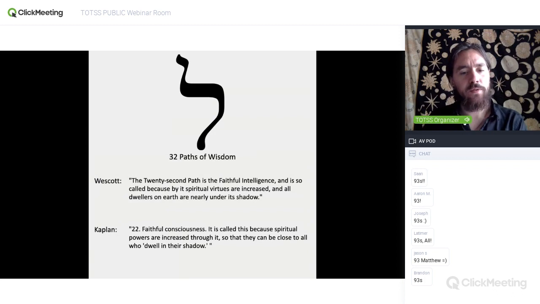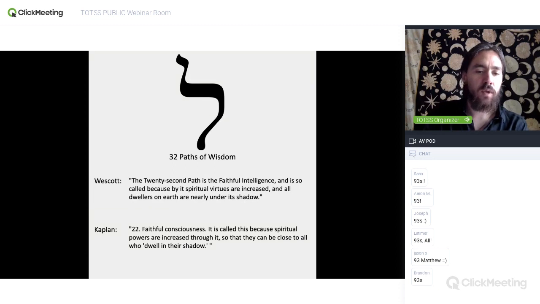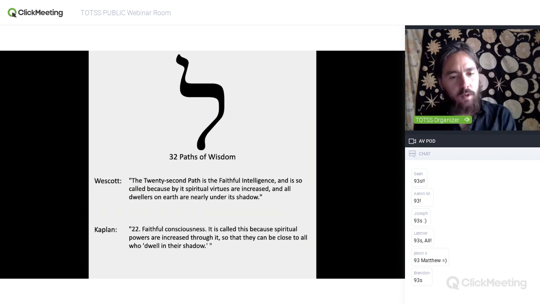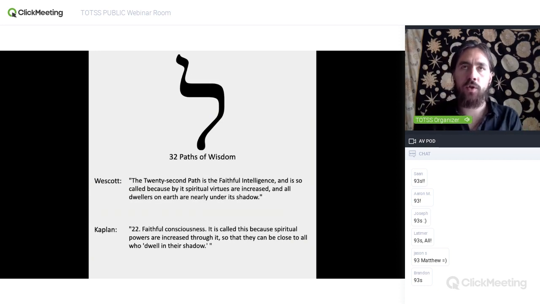All right, so we've got our 32 paths of wisdom. So this is our 22nd path now. The 22nd path is the faithful intelligence, and is so called because by it spiritual virtues are increased, and all dwellers on earth are nearly under its shadow. And then Kaplan gives 22, faithful consciousness. It is called this because spiritual powers are increased through it, so that they can be close to all who dwell in their shadow. This dwelling in the shadow is another reference to the 91st Psalm, which we saw a reference to, I think, two weeks ago. So it's interesting that reference is coming back again.